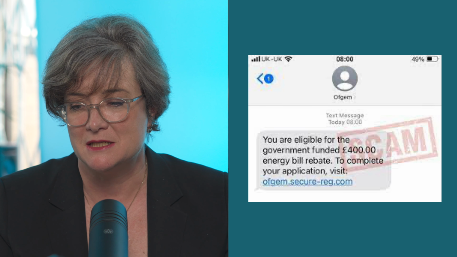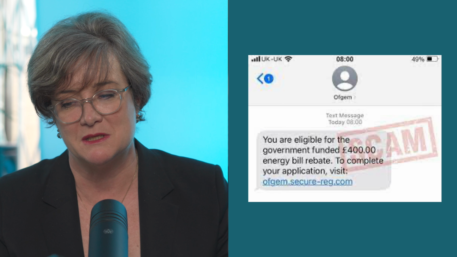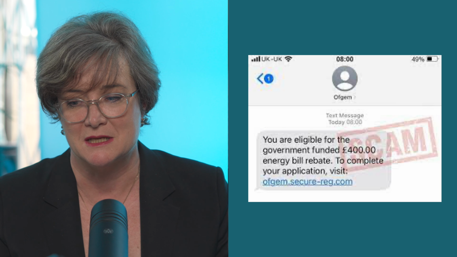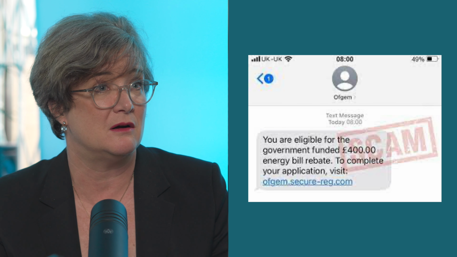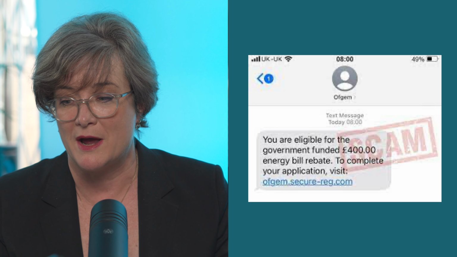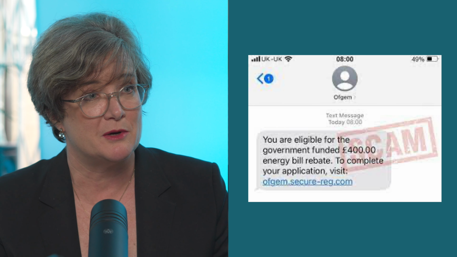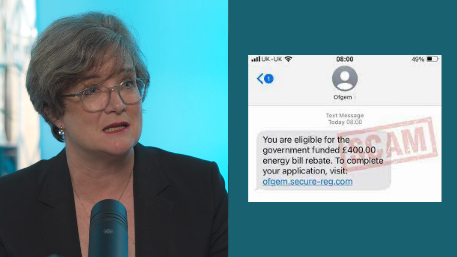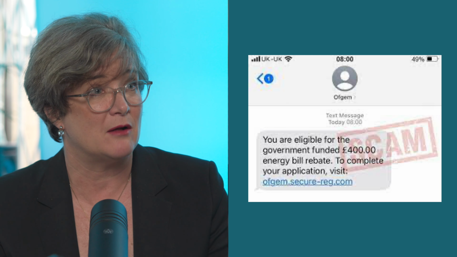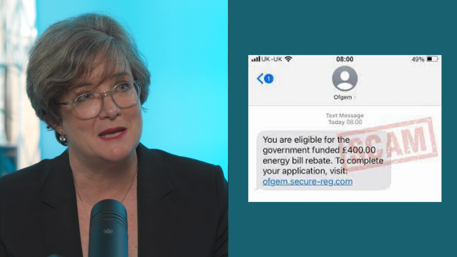The domain name is actually secure-reg.com, and this is the thing we were talking about, subdomains. There is a subdomain here made up by the bad actor, and they've put Ofgem, which is the regulator of electricity and gas in the UK. So eligible for a government-funded energy bill refund. This is something that is very topical, that in the energy crisis last year, people were given handouts to help them pay their bills. So it is all plausible. And the domain name mentions the regulator's name.